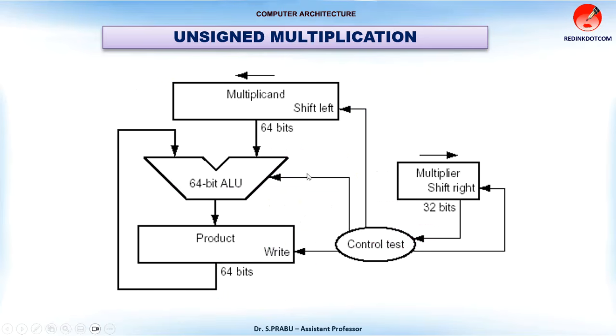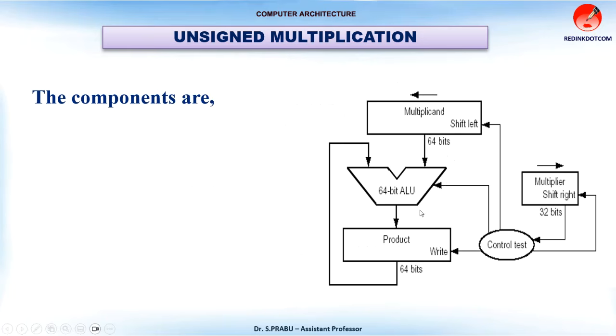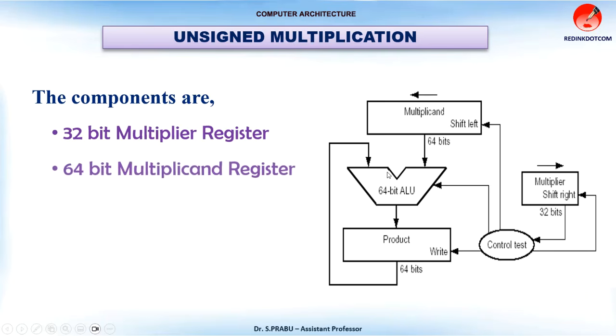This is the circuit we are going to use for unsigned multiplication. First we identify what are the components present in this circuit. First one is the multiplier register. It is a 32-bit register. And the second one is the multiplicand register. And the third one is the product register.